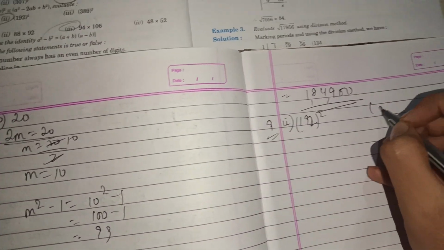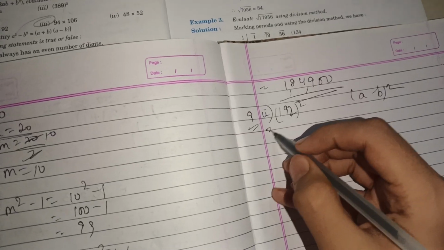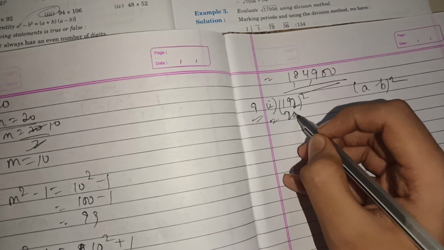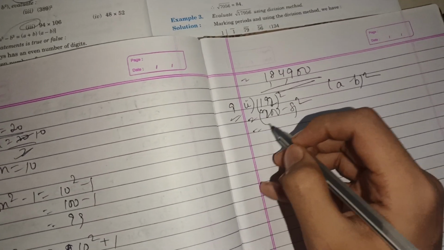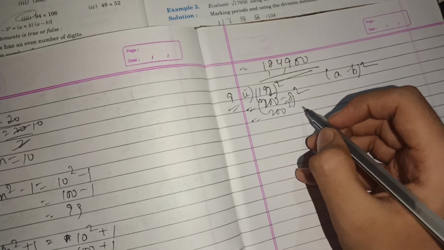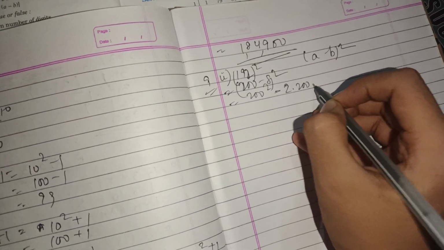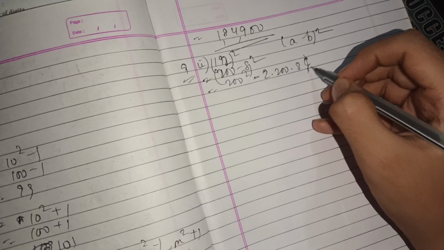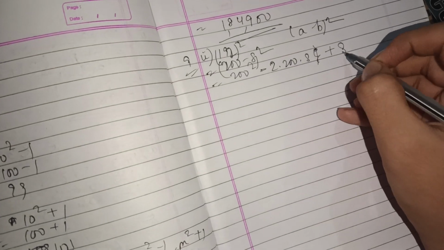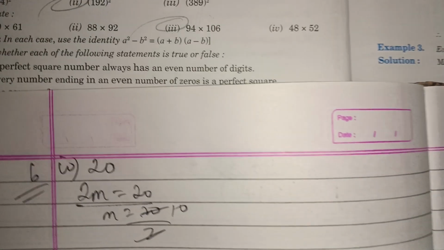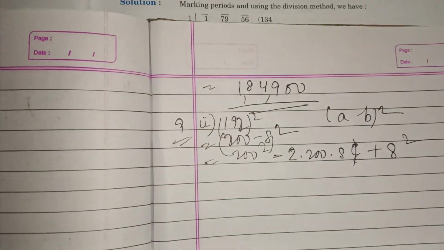The 9 number I'm doing one from the second one, 192 square. Which identity we have to use? A minus b whole square. So what we can write? 200 minus 8, 2 multiplied by 200 multiplied by 8 plus 8 square. In the formula it is given, you see, a plus b whole square, right? Plus b square.